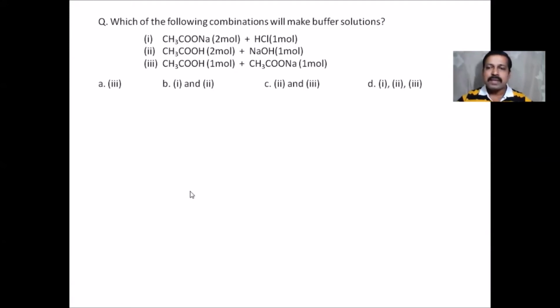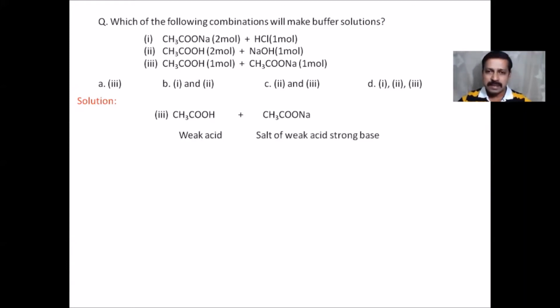So these are the options. I'll come to options afterwards. Solution, you see. I've taken the third one. Already you came to know it is a purely mixture of acidic buffer, weak acid. This is weak acid, and this is salt of weak acid and strong base. So this mixture, of course, will be a mixture of acidic buffer, right?